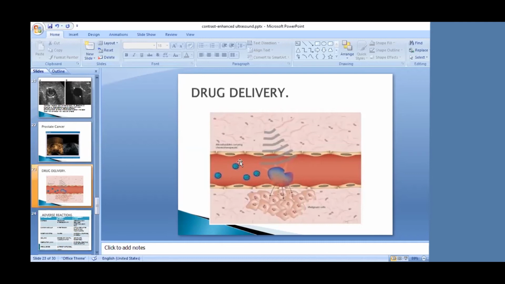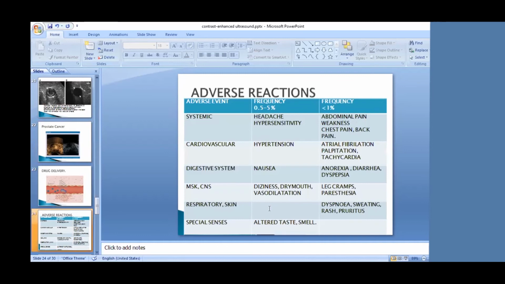Now we attach the drug to the microbubble. When it reaches the target, we make them vibrate and we deliver the drug to this region, okay.